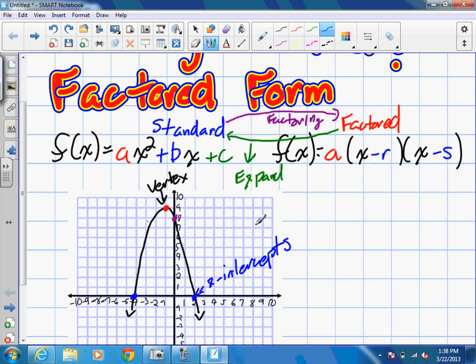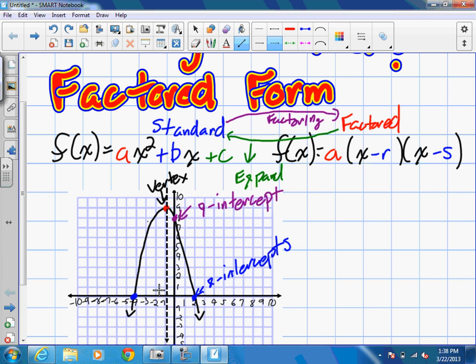And there's a purple point here. Anyone know what that point is called? Yeah, exactly. It's going through the y-axis, so we call it the y-intercept. Okay. Now the axis of symmetry, because that was good that you brought it up, it just happens to be the middle. It cuts right through the vertex, and it's on the x value of the vertex.